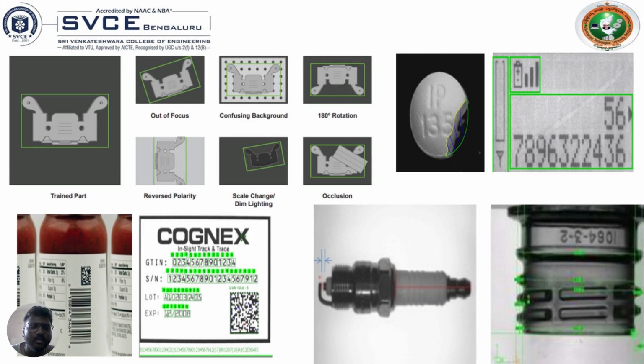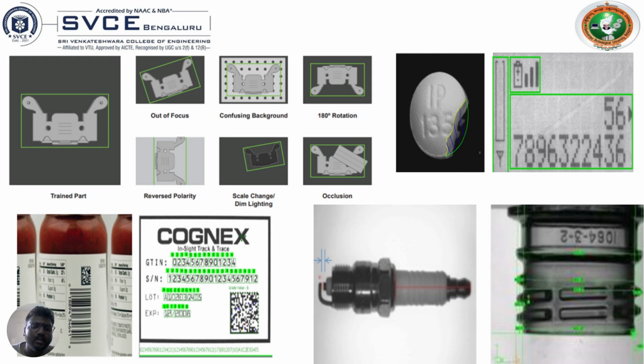These are the different images taken from image processing in the 3D vision system. First, the image we can see is a trained image. Based on this, the system will capture the parts on the assembly line. If it is out of focus, it will show a confusing background. If there is any other thing in the background, or the image is rotated in a different way, it shows 180 degree rotation, reverse polarity, scale changes, occlusions. Whatever things are shown in the image are handled in the 3D vision system. These are barcode reading, and a cell or a tablet broken down, which can also be analyzed in the 3D vision system.